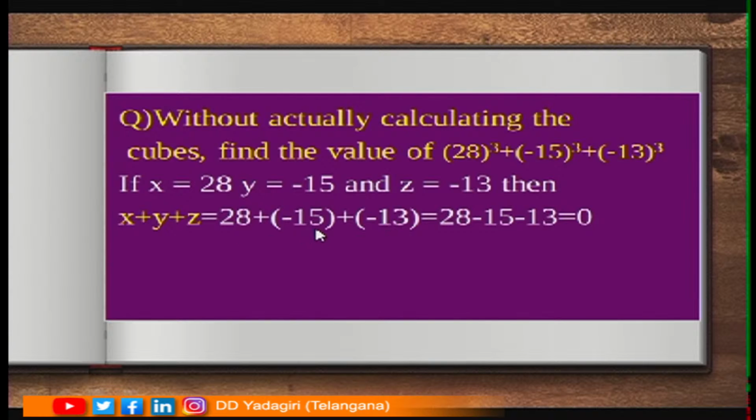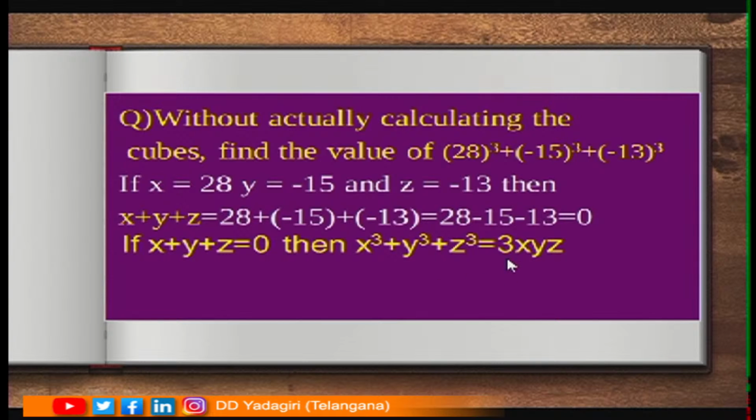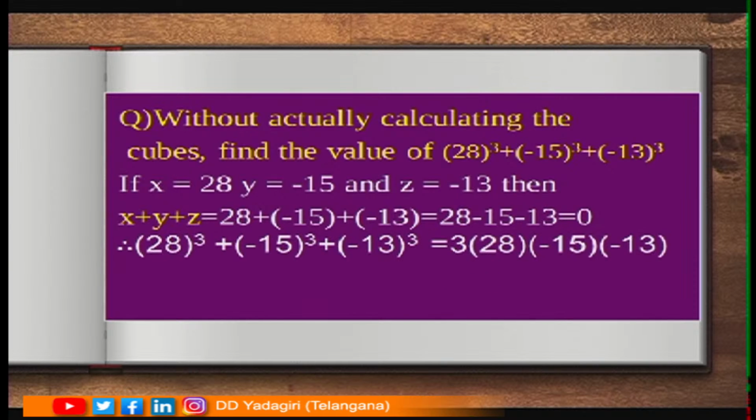So, 28 plus minus 15 plus minus 13 is nothing but 28 minus 15 minus 13. So, 15 plus 13 is 28, so 28 minus 28 is 0. So, x plus y plus z is 0. So, once you got x plus y plus z is equal to 0, then you got a result x cube plus y cube plus z cube is nothing but 3xyz. So, you got the x cube as 28 cube, y cube as minus 15 cube and z cube as minus 13 cube. So, you can write this as same as 3 into 28 into minus 15 into minus 13. So, when you multiply this, because minus into minus is plus, it is 3 into 28 into 15 into 13. So, it is going to be 16380.